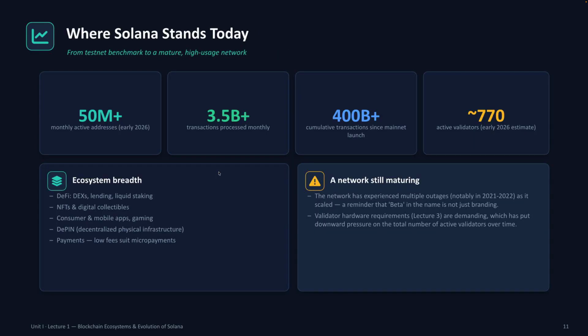Where Solana stands today. As of now, there are 50 million plus monthly active addresses on the Solana blockchain. And in a month, it processes more than 3.5 billion transactions. The cumulative transactions since mainnet launch have crossed 400 billion plus. And there are approximately 770 active validators.